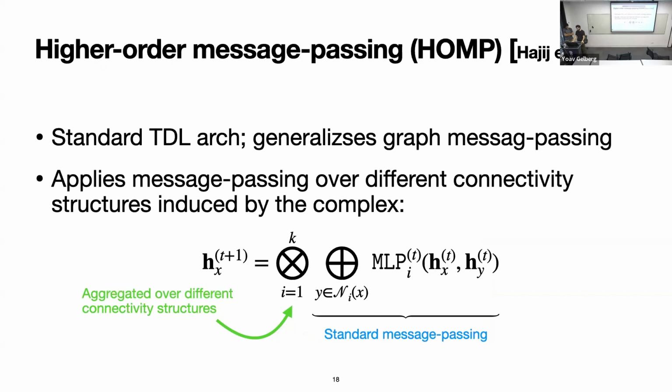Okay, so now we're ready to define higher order message passing, which is the most commonly used topological deep learning architecture for learning over combinatorial complexes. And higher order message passing is a direct generalization of graph message passing, which we saw at Guy's talk.